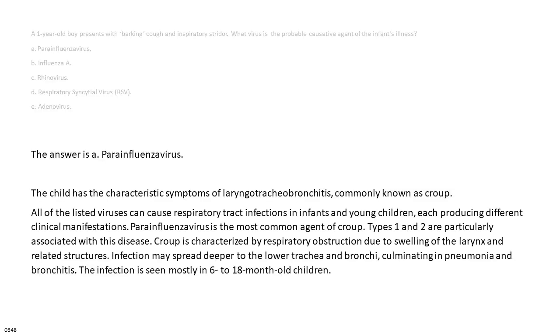The answer is A. Parainfluenza virus. The child has the characteristic symptoms of laryngotracheobronchitis, commonly known as croup. All of the listed viruses can cause respiratory tract infections in infants and young children, each producing different clinical manifestations. Parainfluenza virus is the most common agent of croup. Types 1 and 2 are particularly associated with this disease. Croup is characterized by respiratory obstruction due to swelling of the larynx and related structures. Infection may spread deeper to the lower trachea and bronchi, culminating in pneumonia and bronchitis. The infection is seen mostly in 6 to 18-month-old children.